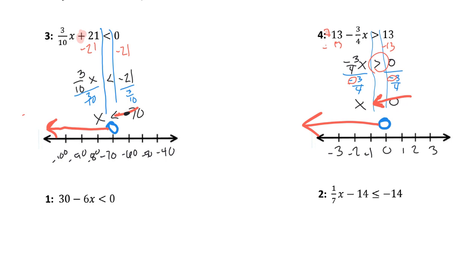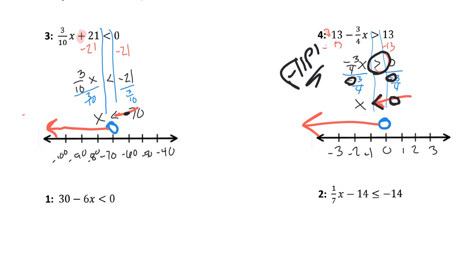Example 4. That's a plus 13, so we do the opposite, and we subtract 13 on both sides. So now we're left with negative 3/4 x is greater than 0. So then we have to divide both sides by a negative. So we divided both sides by a negative, so that tells me I flipped my sign. Okay? So then x is now less than 0. Okay? So that's an open circle over 0 going to the left.